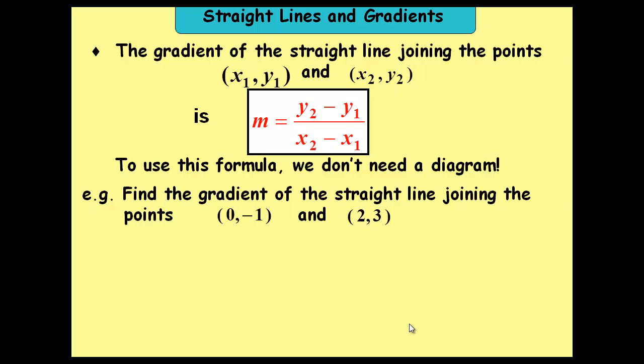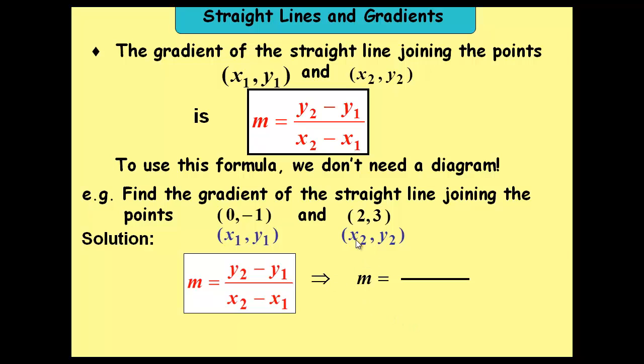So to find the gradient of a straight line joining the points 0, minus 1 and 2, 3, we simply call 0, minus 1, x1, y1 and 2, 3, x2, y2 and sub those values in to our equation. So our y2 is 3, our y1 is minus 1, our x2 is 2 and our x1 is 0. So plug them in and then we get m as 4 over 2, so m equals 2.